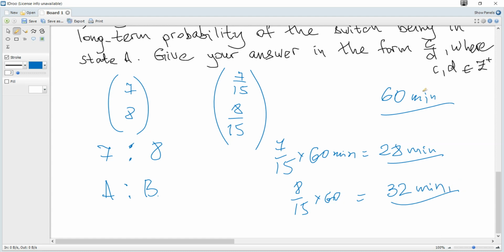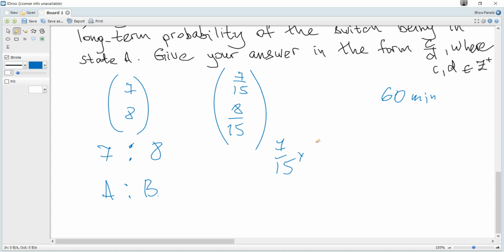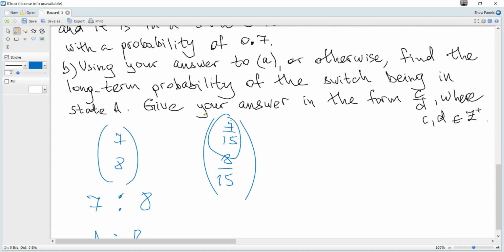And it's one question. And another question is, after a long period of time, there is a probability of 7 over 15 that A will be operating. And you can see this, find the long-term probability of the switch being in state A. So after a long period of time, the probability that A will be operating, or will be on, is 7 over 15.